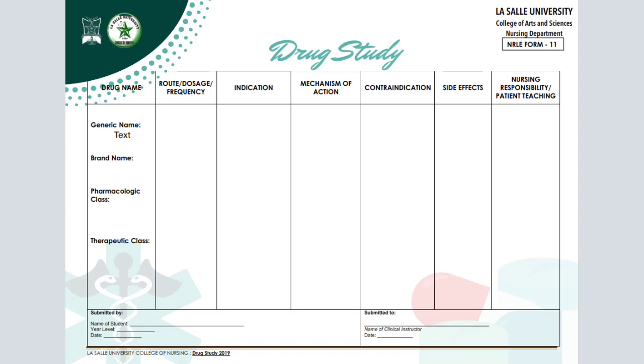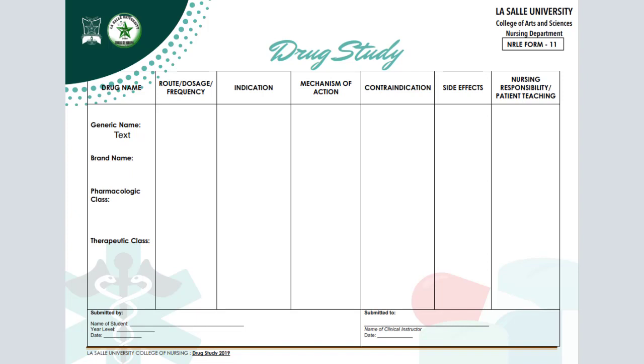So for this day, we will be discussing the guidelines of making a drug study. For every rotation, you will be assigned to a patient, and that patient has a list of prescribed or ordered medicines from the attending physician. If your patient is taking a maintenance medication at home, it will not be included in the drug study unless it is ordered or prescribed by the doctor during the course of the admission in the hospital.